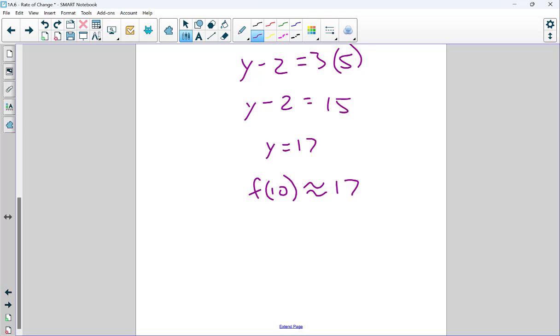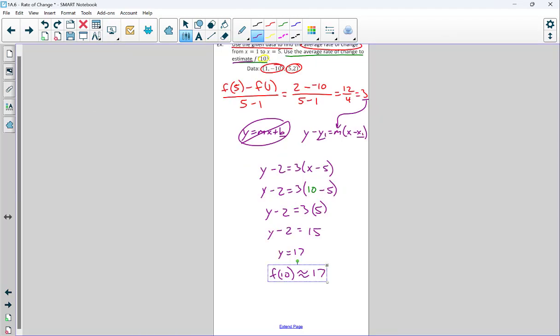Remember, the original function is not the same as the average rate of change. That's why I'm saying f of 10 is not equal to 17. F of 10 is estimated to be 17, so approximately 17. I've used data to build a model, and then I use that model to make a prediction. This is what we're going to be doing over and over and over this year.